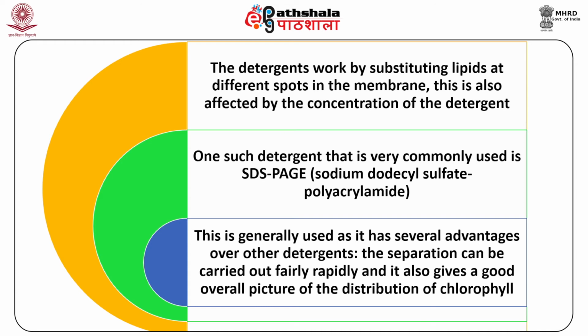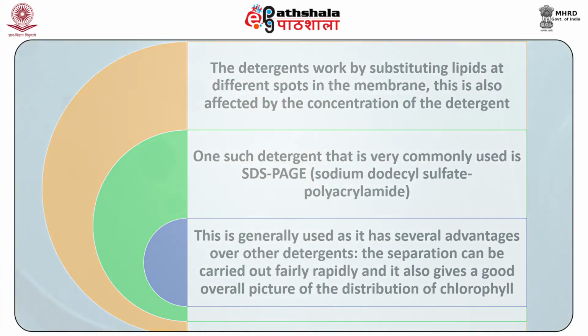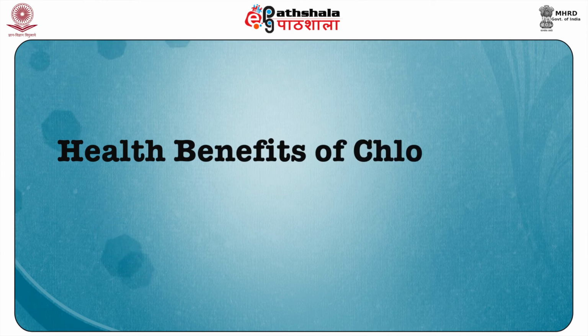One such detergent that is very commonly used is SDS-PAGE, that is sodium dodecyl sulfate polyacrylamide. This is generally used as it has several advantages over other detergents. The separation can be carried out fairly rapidly, and it also gives a good overall picture of the distribution of the chlorophyll. Health benefits of chlorophyll.